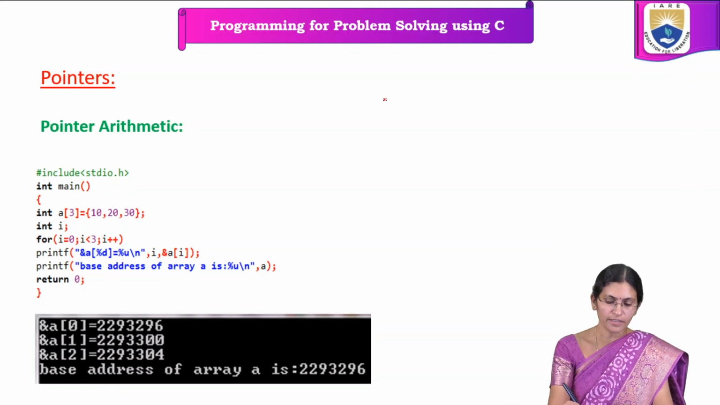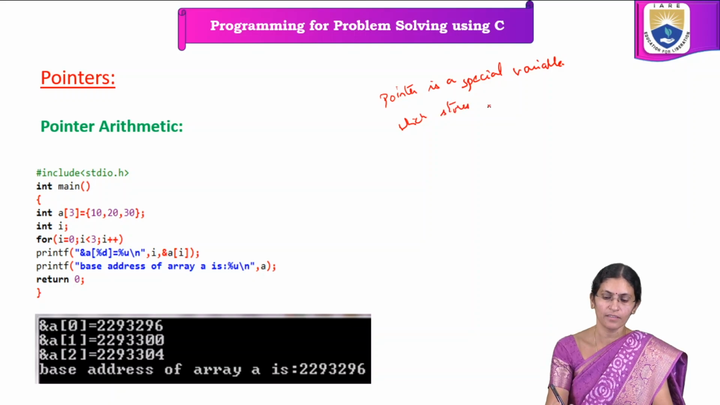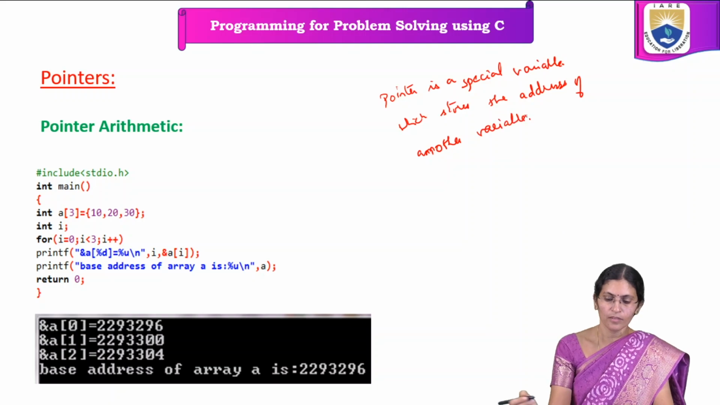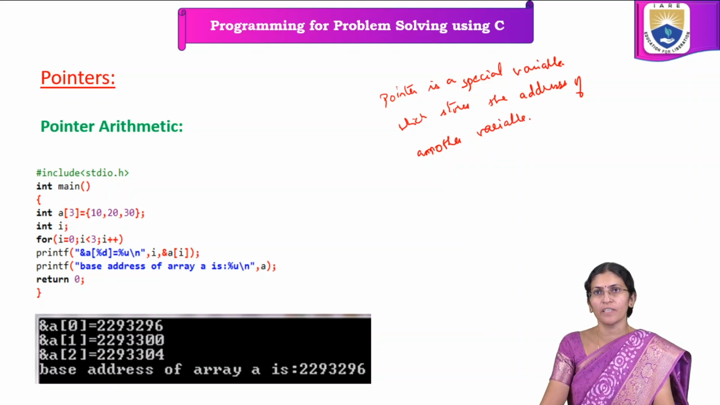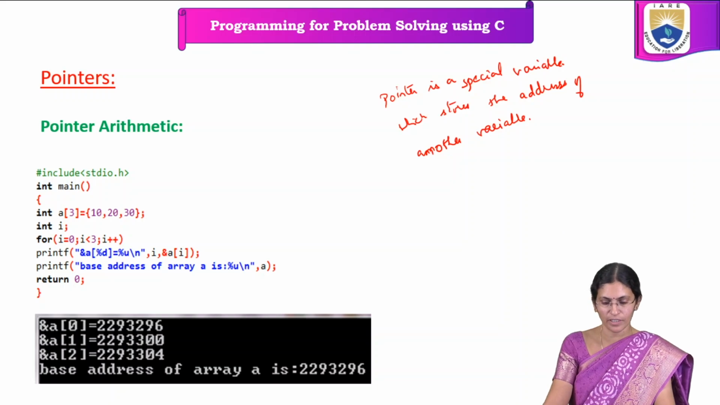So a pointer is a special variable which stores the address of another variable. So we can say that a pointer is a special variable which stores the address of another variable.